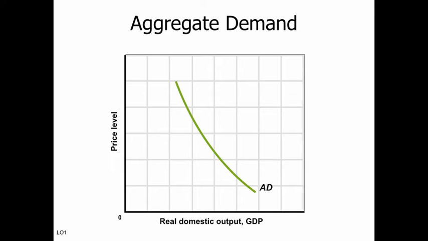So 3 reasons why you expect to see this downward sloping aggregate demand curve. 3 reasons when the price level, let's say, goes up, spending on real GDP goes down. Price level goes down, the quantity of real GDP demanded will increase. So here we're just moving along the aggregate demand curve, showing lower and higher levels of spending, C, I, G, and X, which is all contained within that aggregate demand curve.